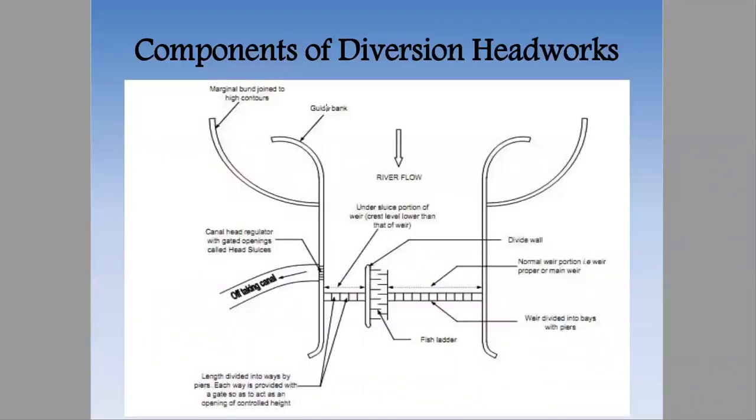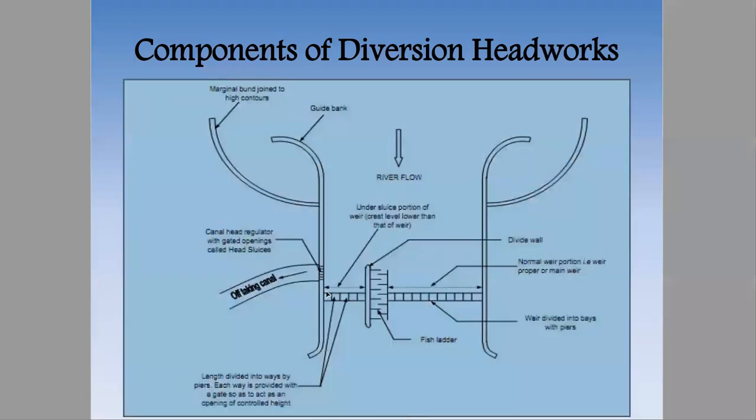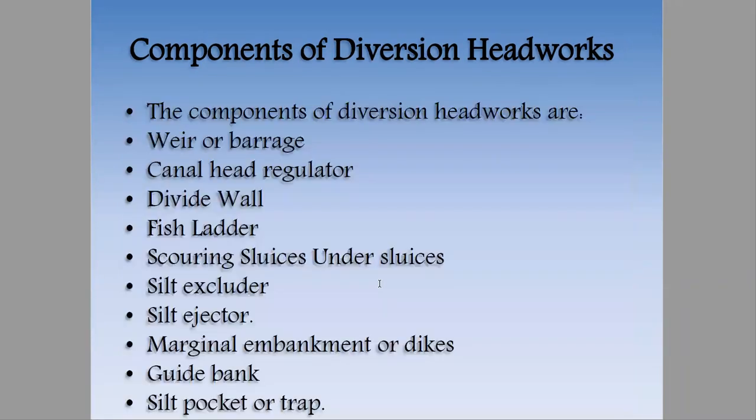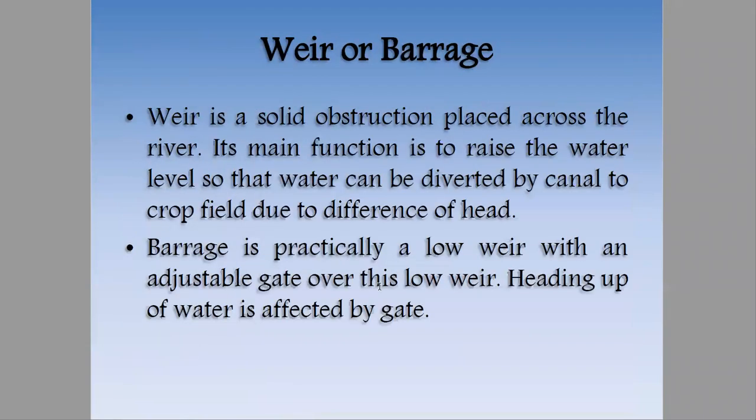These are the components of diversion headwork. We have seen the canal head regulator over here. Similarly, we have seen the guide banks, guide bank over here, and marginal bunds. Then we saw the weir, this is our weir, and we have seen the fish ladder. So we'll start discussing each one by one. Let's start with weir or barrage.